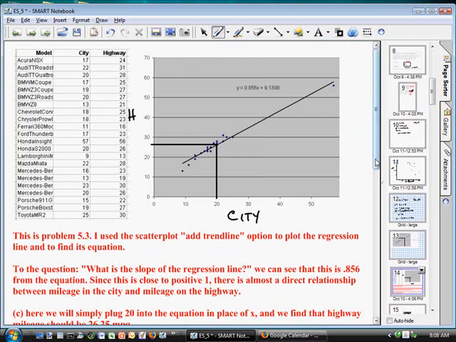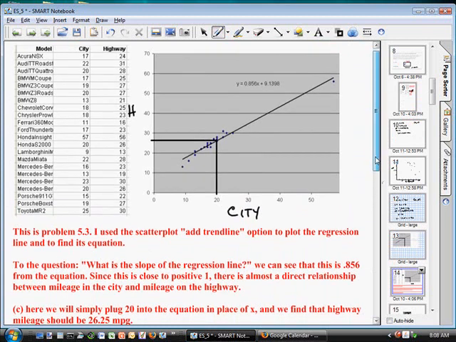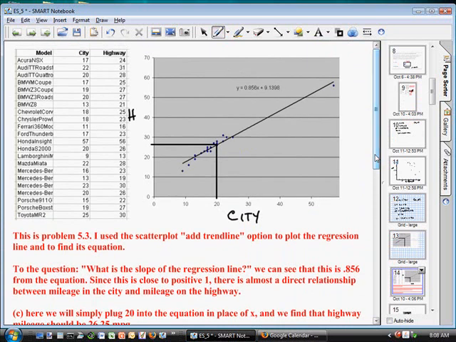Here's another one of those prediction models. Let me just show you this one. Do you remember the cars and the city mileage and the highway mileage? You've seen this problem over and over too. There's a scatter plot, and I've got the regression line.